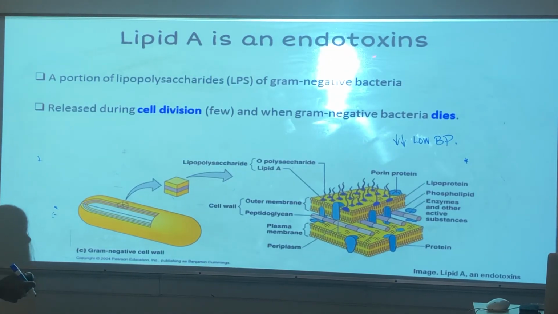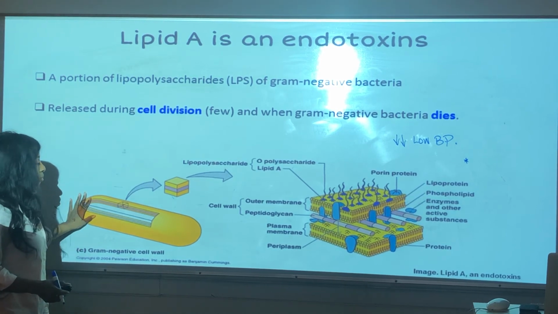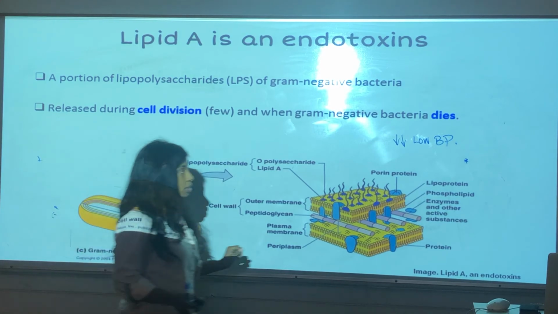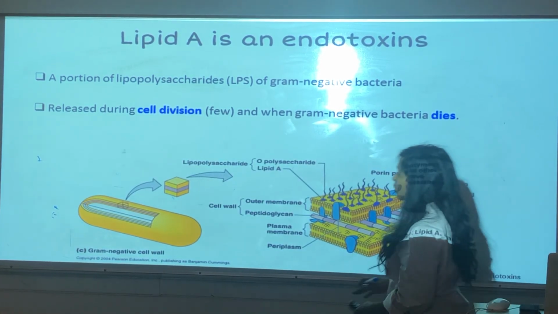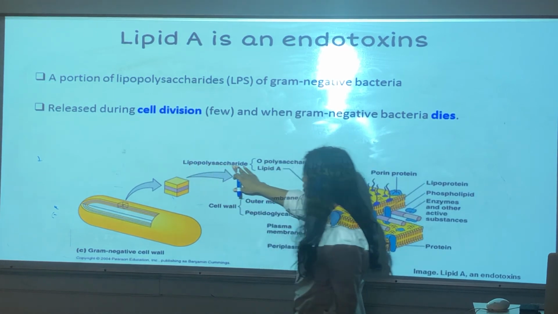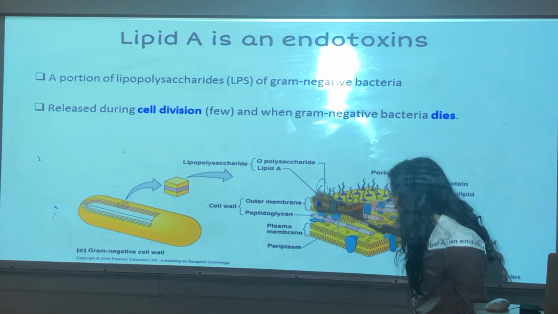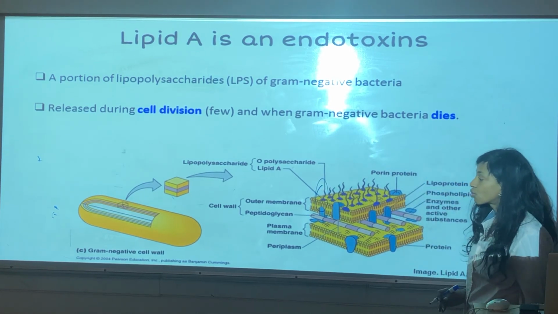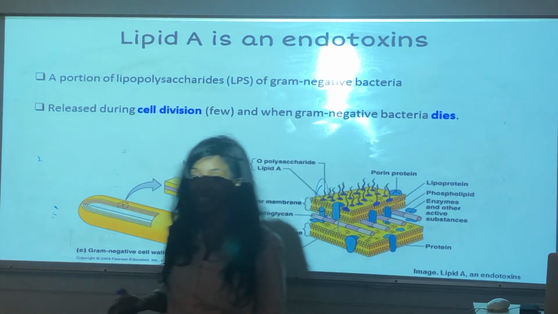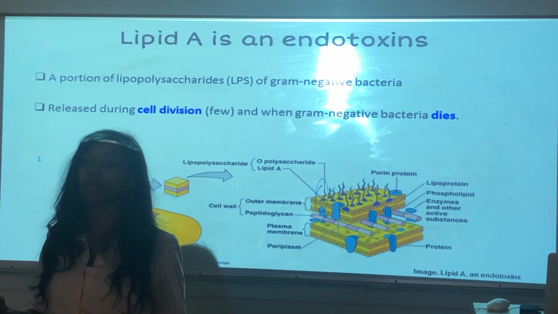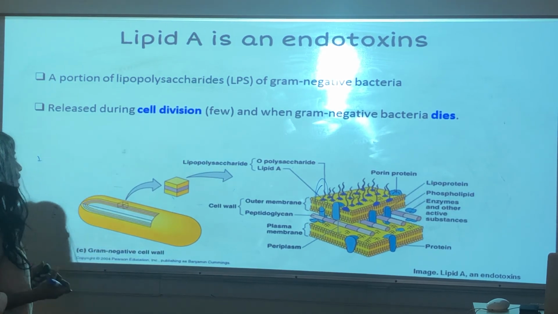So lipid A is an endotoxin. I brought this figure back from earlier lectures, so that way you can see where the lipid A is. The lipid A is in the outer membrane. This is the lipopolysaccharide layer, and they're actually embedded in the outer membrane. In order to get released, they either get released in small quantities when the organism is dividing, but larger quantities when they die.